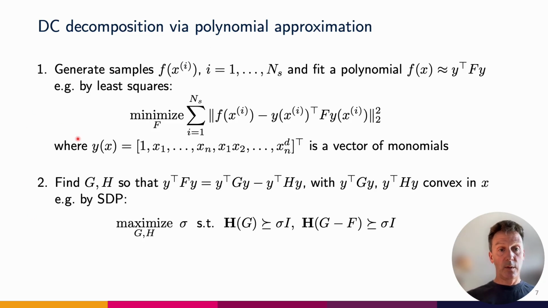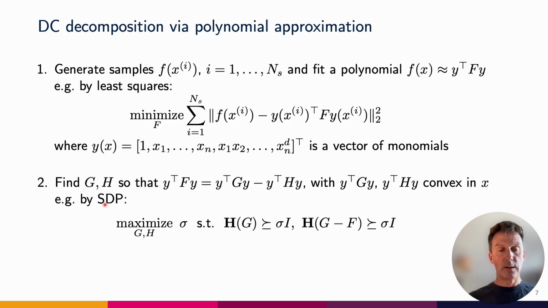The first stage involves fitting a polynomial, and we fit a polynomial in a particular form given by this expression, where y is a vector of monomials in the independent variables, so this could consist of the states and control inputs, and F is a matrix that we want to find. So we find the best fit matrix F, for example, in a least squares sense, to samples of the function we're trying to approximate.